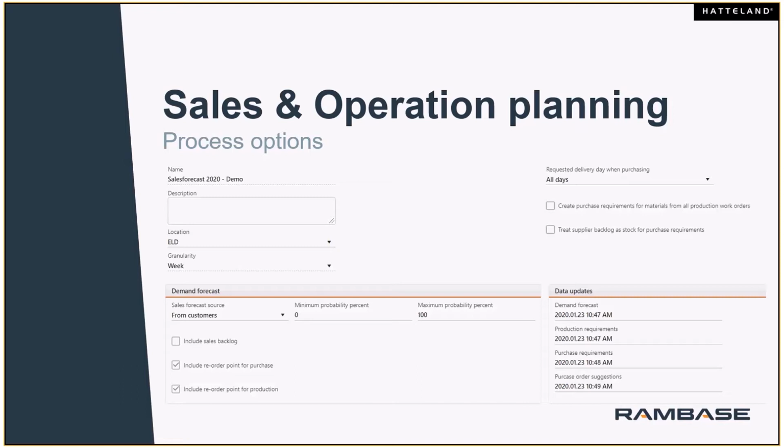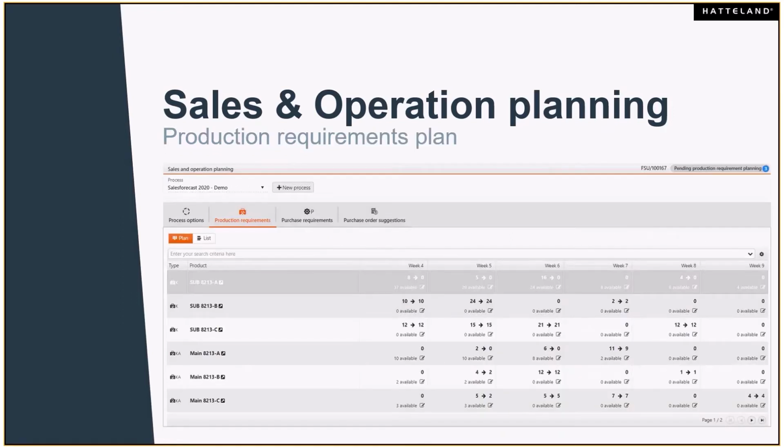After all settings are set, you start by calculating the production requirements. Production requirements represent the production needs. The overview shows the demanded products separated into different periods based on requested delivery. Available quantity is the sum of all available goods receptions and production work orders.